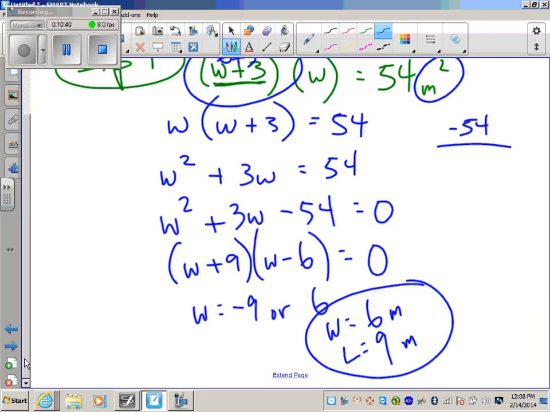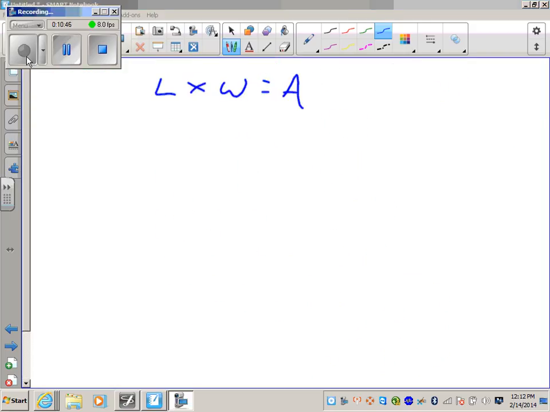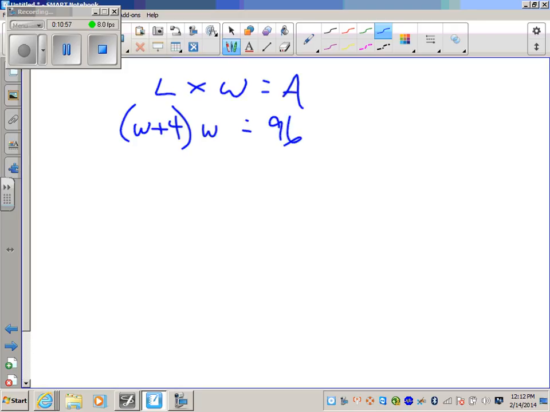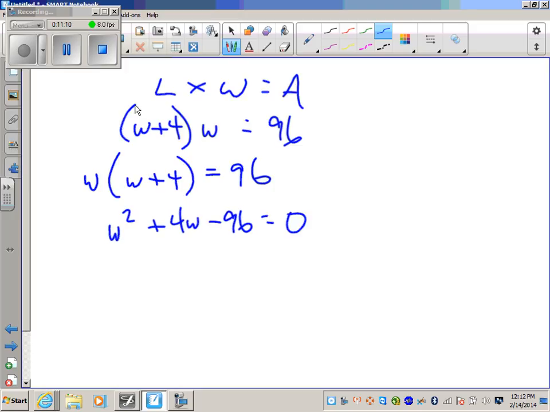Try number 2. It's like the same setup. It says the length is 4 centimeters greater than its width. And it says the area is 96. So let's rewrite. W squared plus 4W. Can I go ahead and move that 96 over? Equals 0. How are we in the setup? Good. Raven? No? What happened? Do you know what happened?